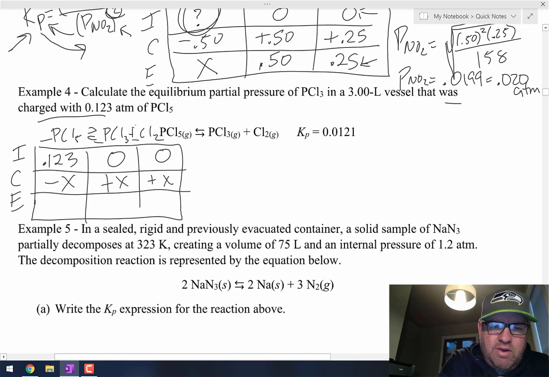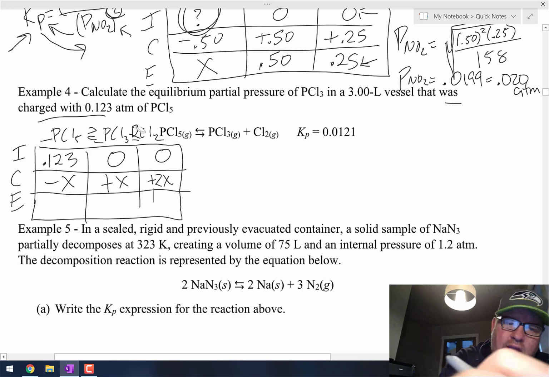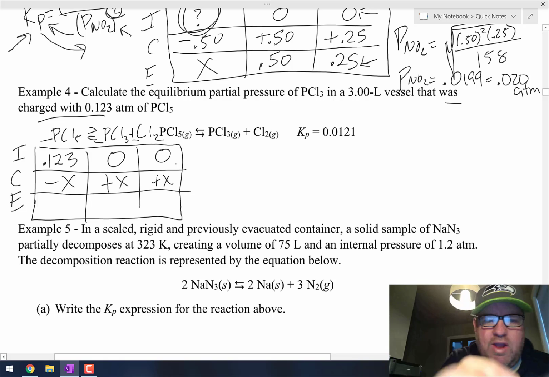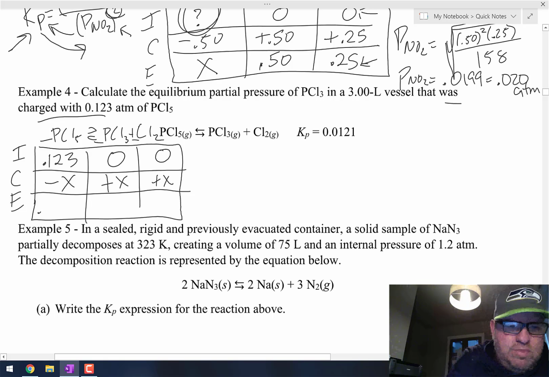Now, obviously, if there were a 2 here, then it would be 2x there. But there's not a 2, there's just a 1, so it is just going up by x. Which means the equilibrium value of PCl5 is 0.123 minus x, PCl3 is x, and Cl2 is x.